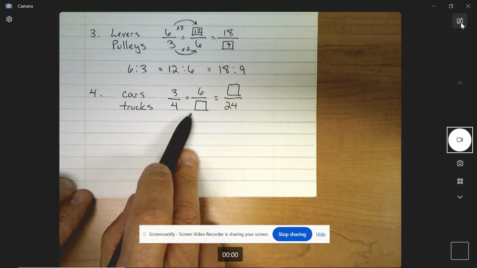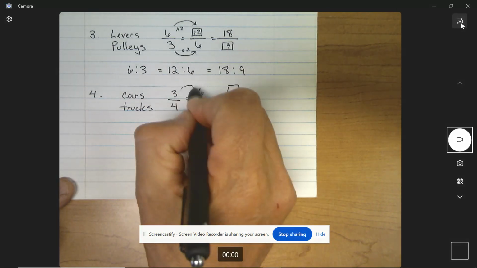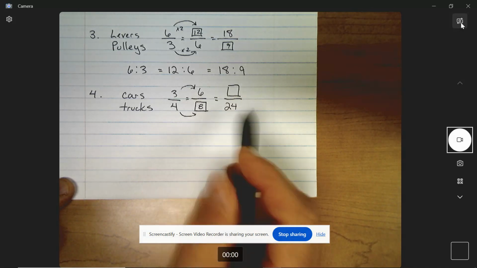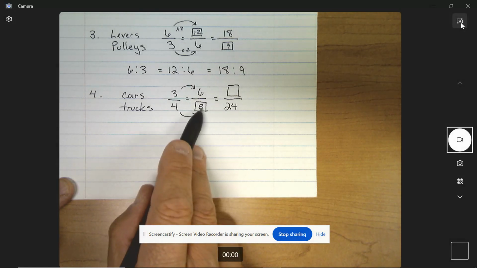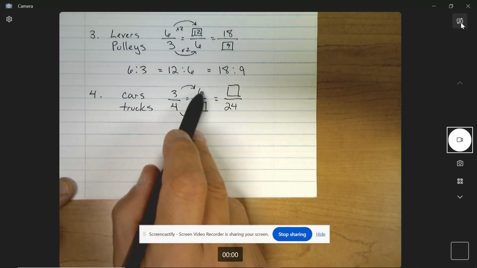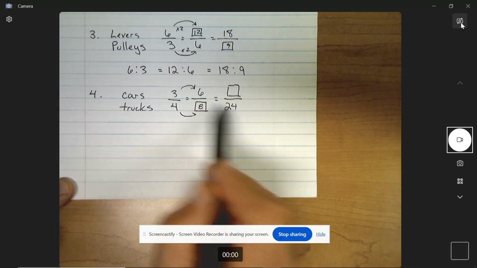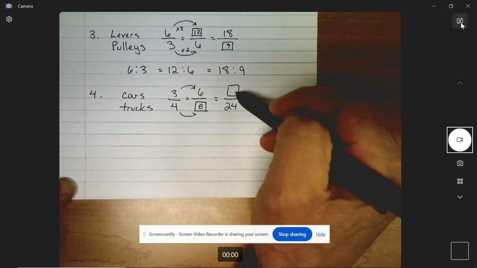Okay, so what is this one? What is it? 8. So we've doubled this one. So we're going to double that one. That one's going to give us an 8. And now we could do this a couple ways. We could do 8 times 3 and then 6 times 3. Or we could do 4 times 6 and 3 times 6. But either way, what are we going to get right here?